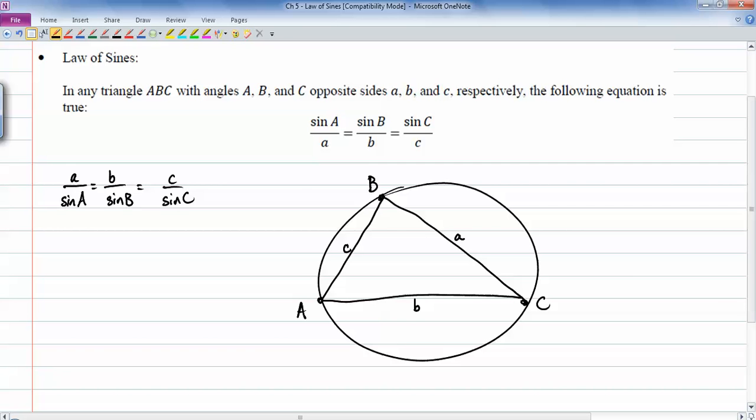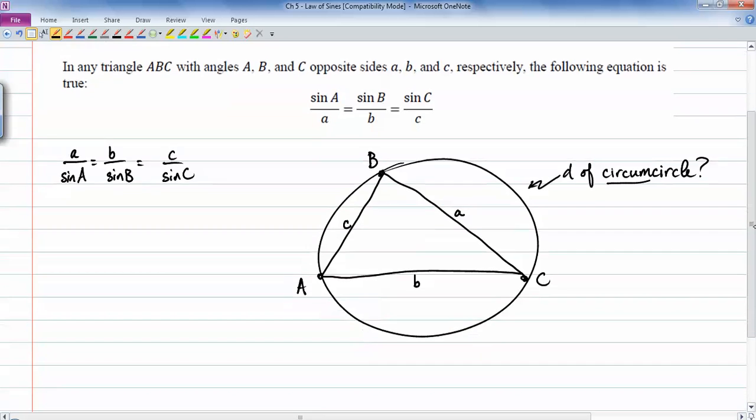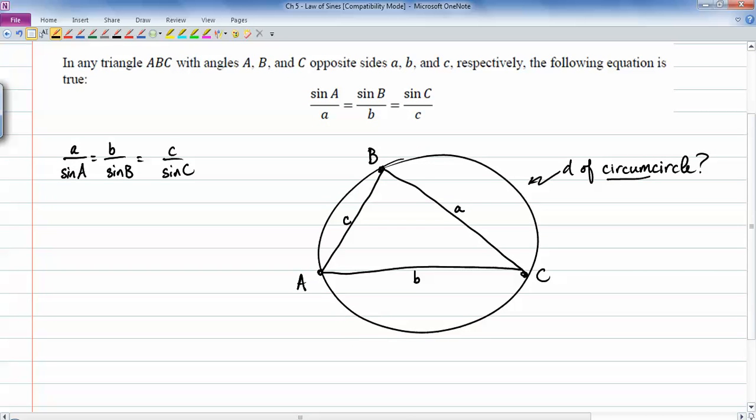And the idea here is I want to figure out what the diameter of this circle is. So if I give you any triangle, you can always create a circle that goes through the three corners of the triangle, called the circumcircle. So my goal is to figure out what's the diameter of the circumcircle. Remember, circum means around, so it's the circle around the triangle.